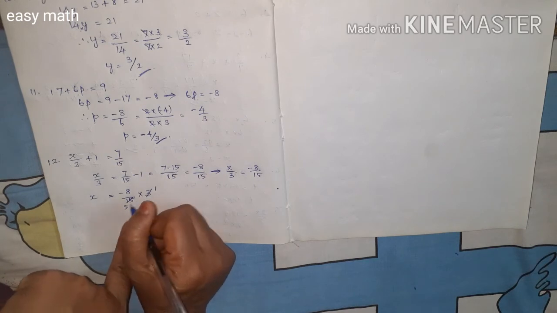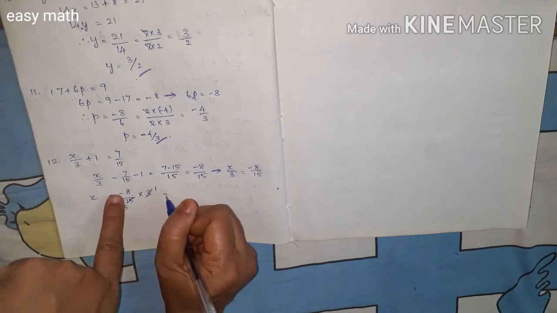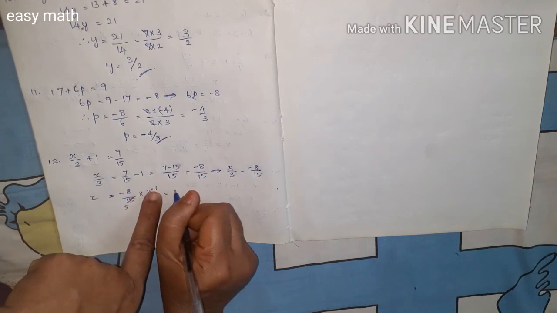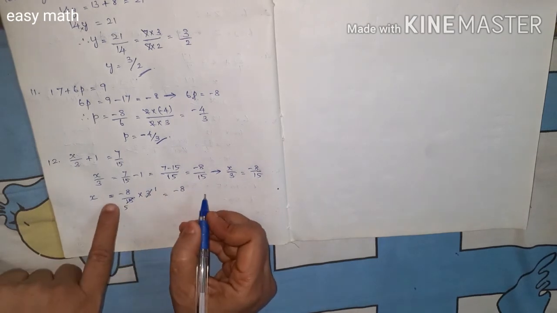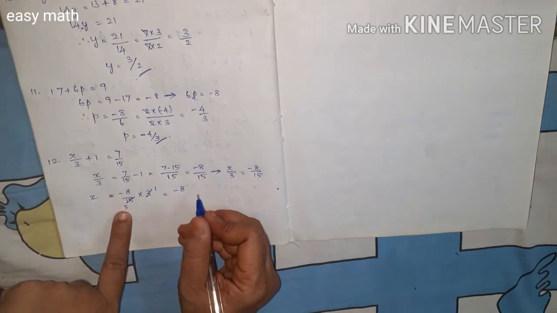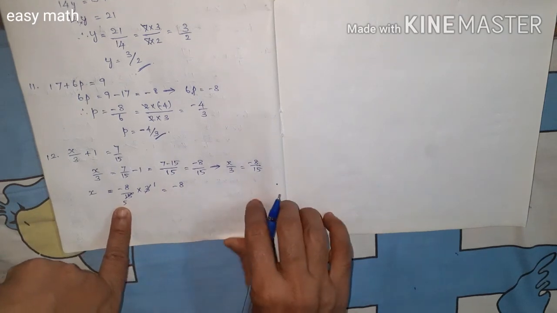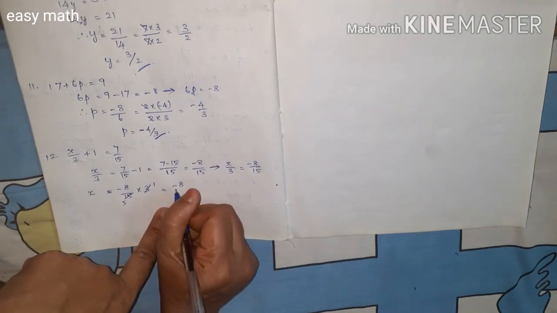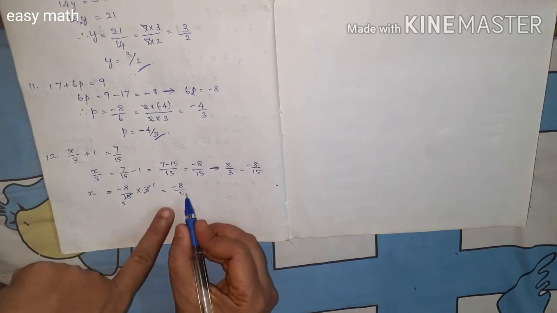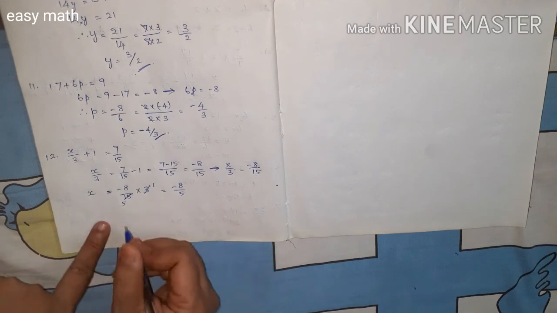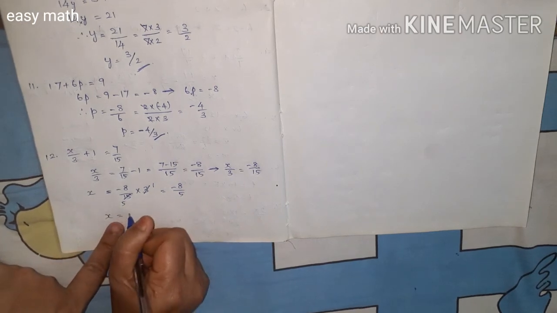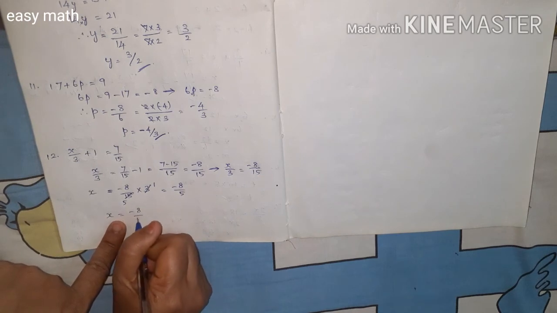So we cancel this. Then minus 8 into 1, minus 8. Then by 5. Minus 8 by 5. We get the answer is minus 8 by 5. Therefore, x equal to minus 8 by 5.